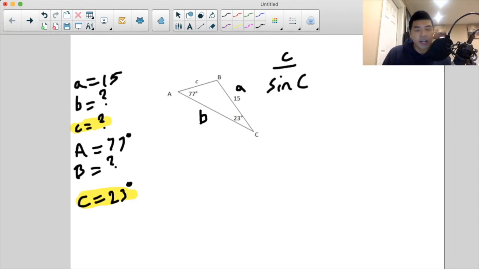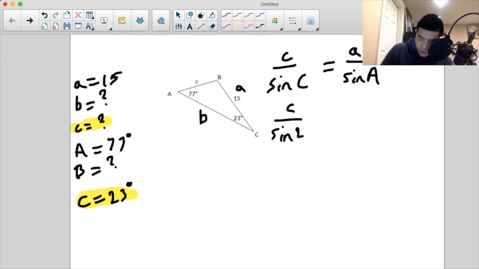Now this ratio has to be equal to another ratio, so we have to pick either b over sine B or a over sine A. We don't know anything about b. We don't know what side b is, and we don't know what angle B is, so we can just ignore that completely. That means we're going to put a over sine A on this side. Writing down our knowns and unknowns, c over sine of 23 is equal to 15 over sine of 77.